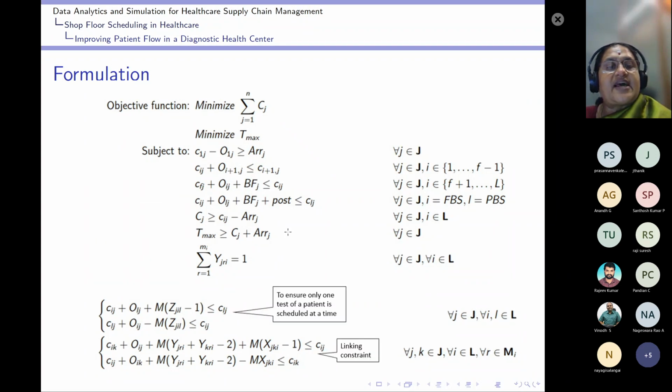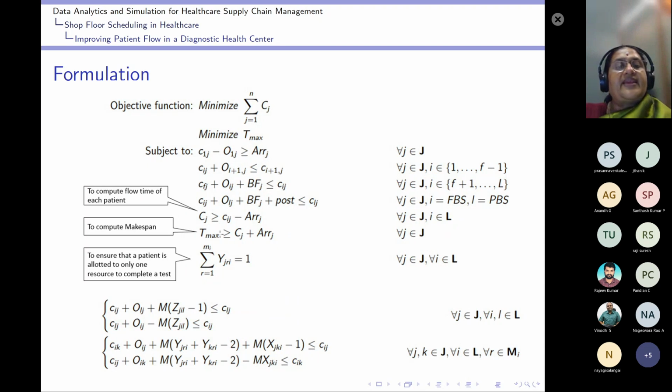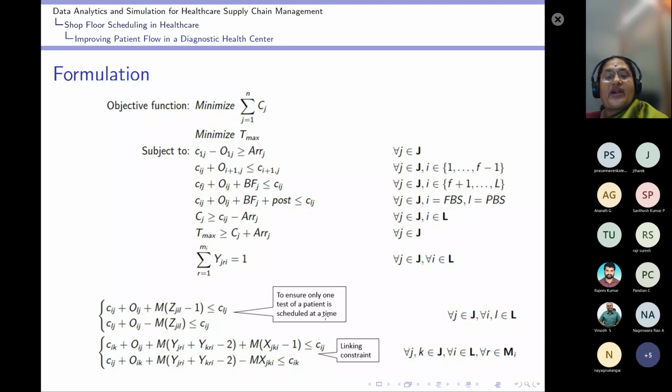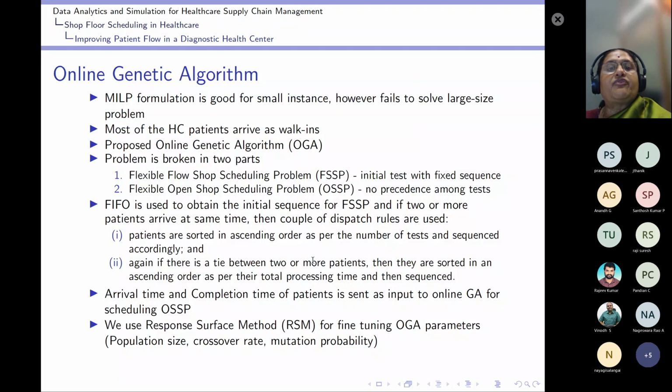The next constraints are constraints to compute the flow time and compute the makespan. This constraint also ensures that a patient is allotted to only one resource to complete a test at any point of time. Finally, these constraints ensure that only one test of a patient is scheduled at a time. And because I have binary variables, I have the linking constraints to complete my formulation.